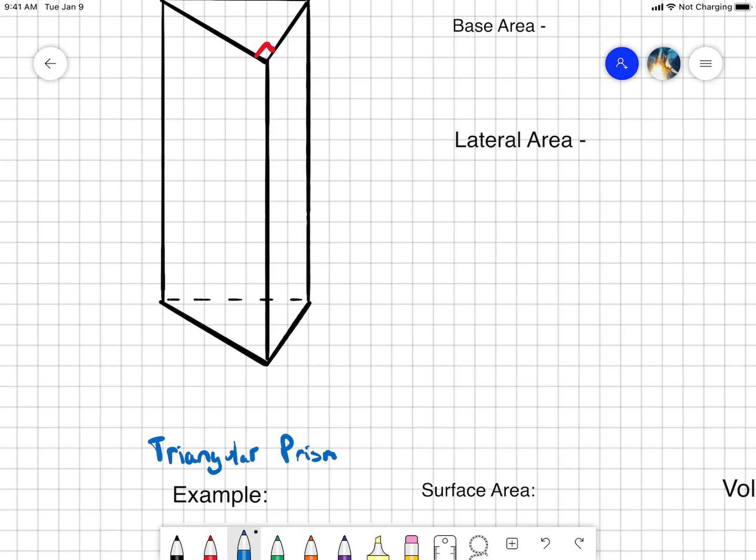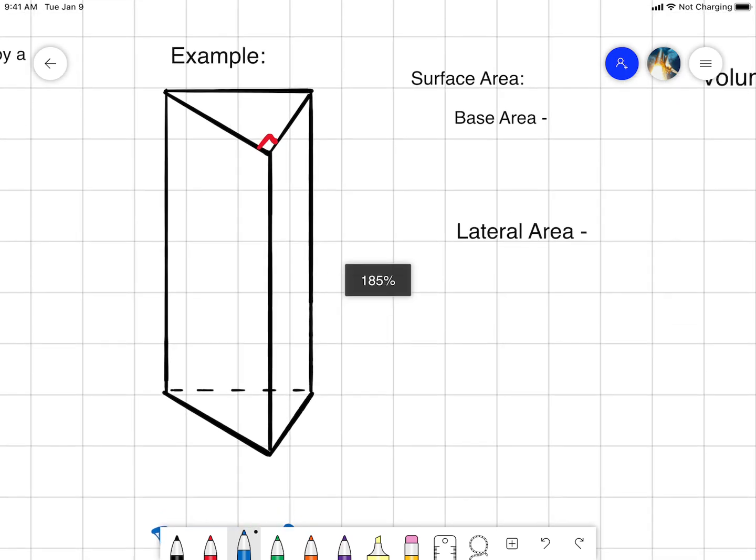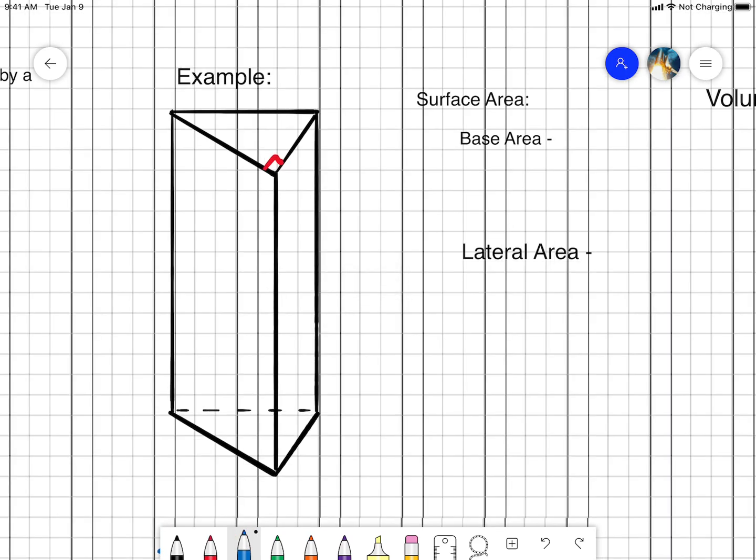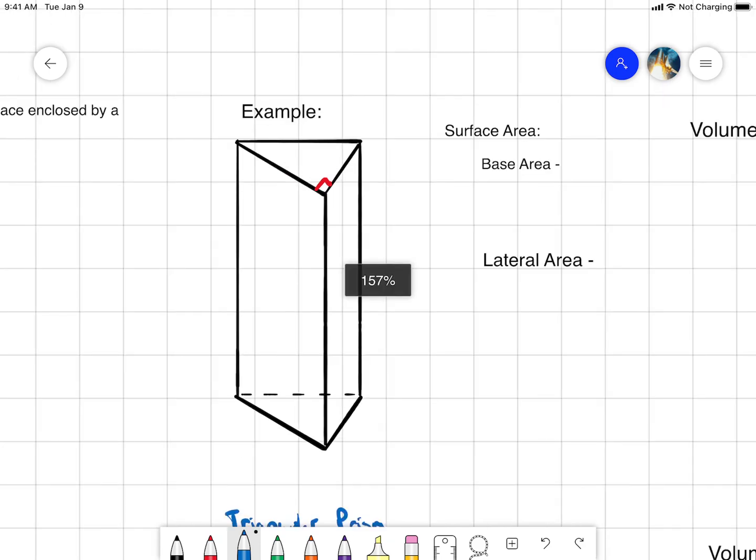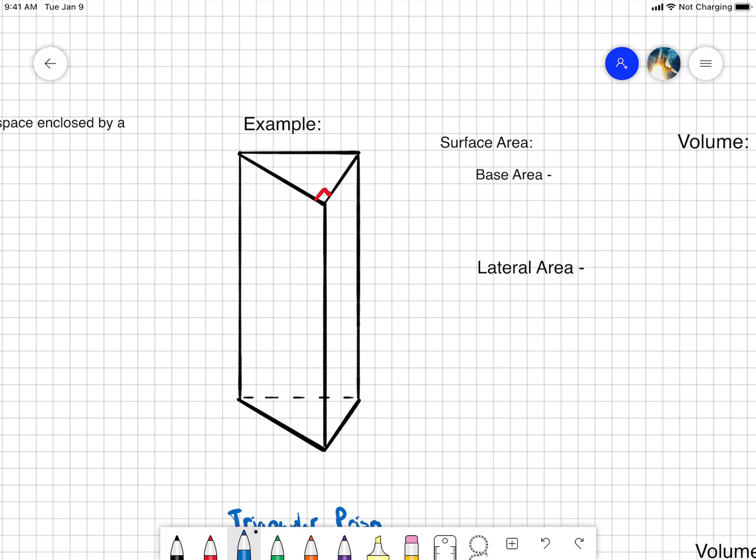Now, the way that we're going to calculate this, and again, we don't have much information, so I'm going to go ahead and just give you some pieces of information. This side here is going to have a length of 4, and this side here is going to have a length of 3. Now, since this is a right triangle, first thing that we want to do, and I need my height, which is 10.